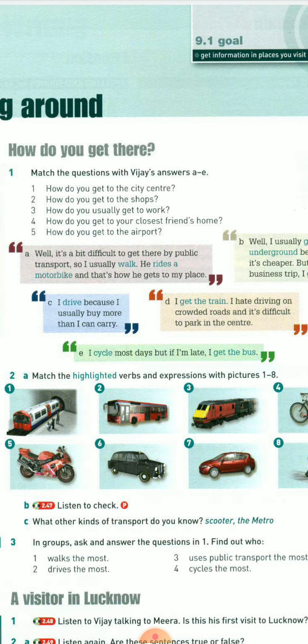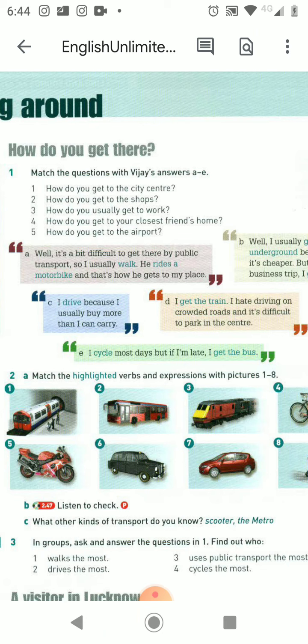2. How do you get to the shops? Number 2 is letter C. I drive because I usually buy more than I can carry. So you know it's the answer because he says I usually buy. 3. How do you usually get to work? He says in letter E, I cycle most days, but if I'm late, I get the bus. So if I'm late. How do you get to your closest friend's home? It is letter A because, well, it's a bit difficult to get there by public transport, so I usually walk. He rides a motorbike, and that's how he gets to my place. So he's talking about he as a friend.